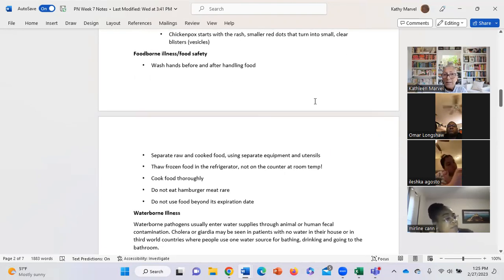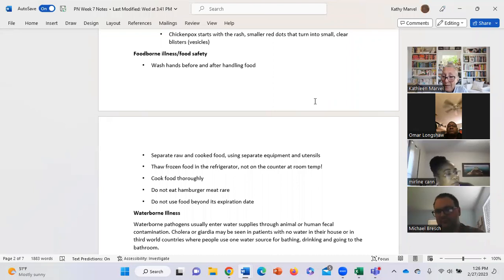Okay, what do we want to know about foodborne illness and safety? I always think universal precautions, right? Washing your hands is the safest, easiest way to prevent the spread of bacteria and contaminants. We always want to wash our hands before handling food. Obviously, we want to wash your fruits and vegetables. Separate your raw and cooked food, right? Make sure you're using separate equipment and separate utensils. Thaw frozen food in the refrigerator, not on the countertop. Cook your food thoroughly. Do not eat hamburger meat rare. Do not use food beyond its expired date.